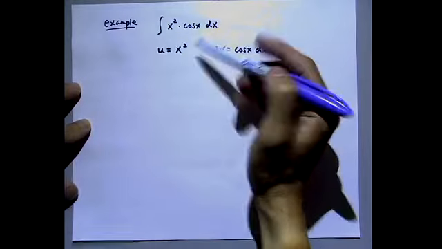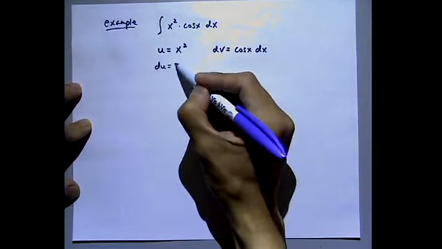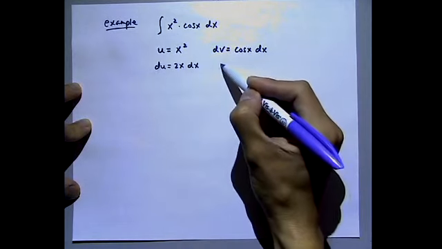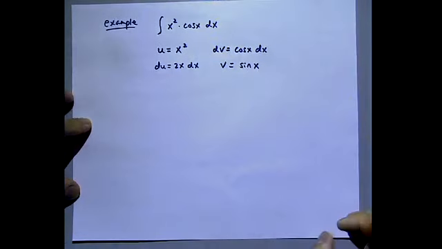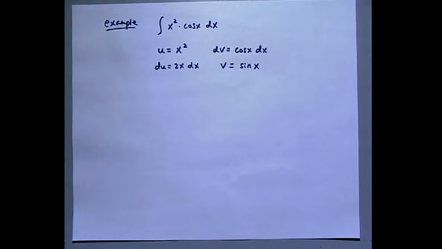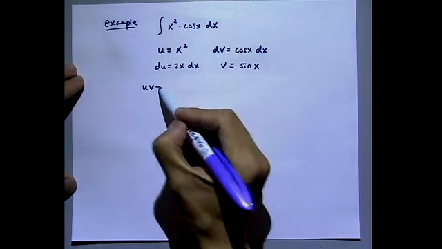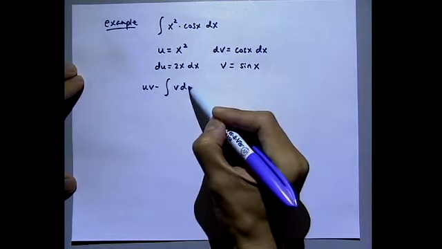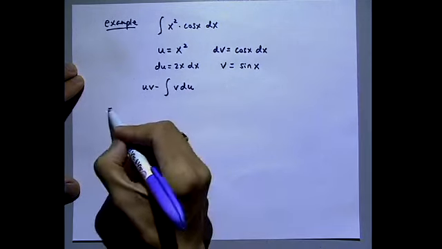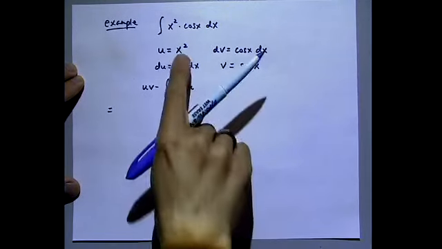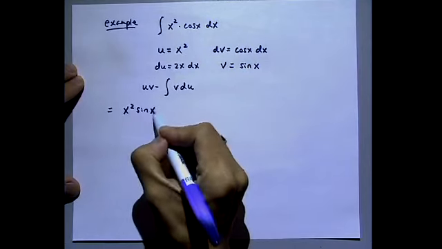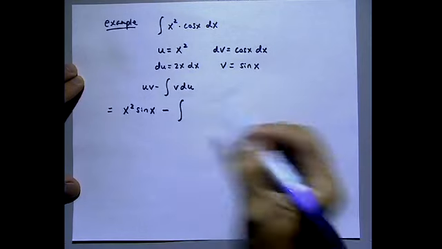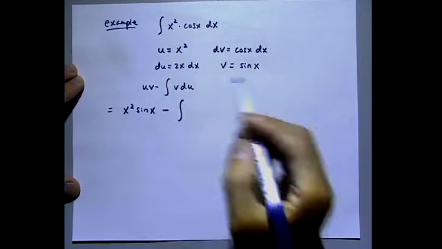Then we differentiate u. And we integrate dv. Finally uv minus integral of v du, and we get uv minus the integration of v times du.